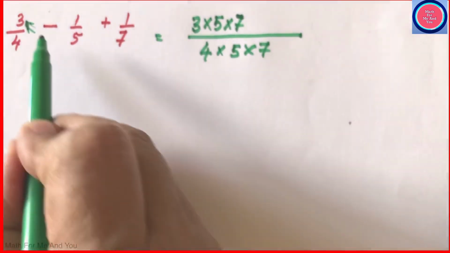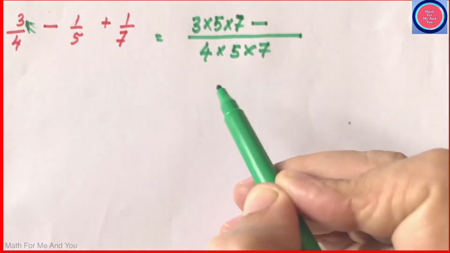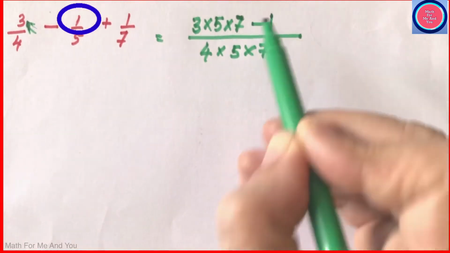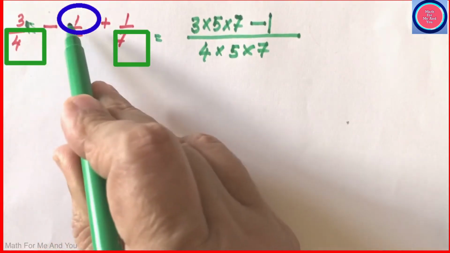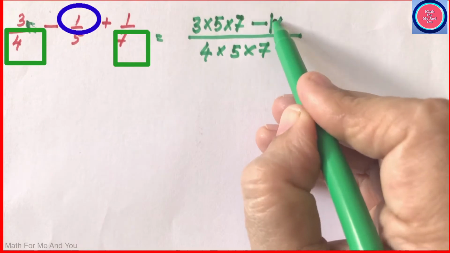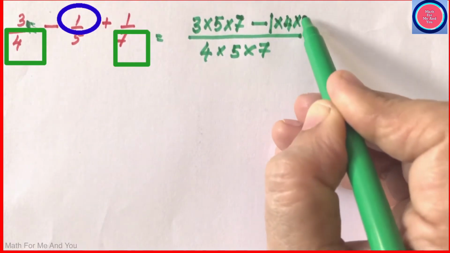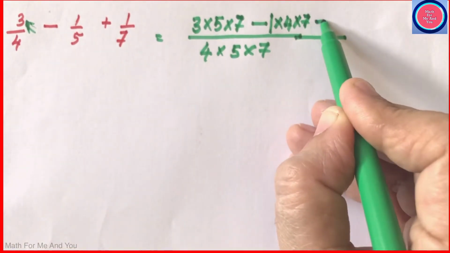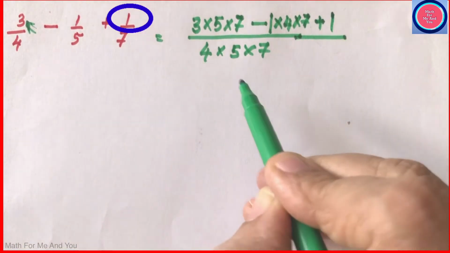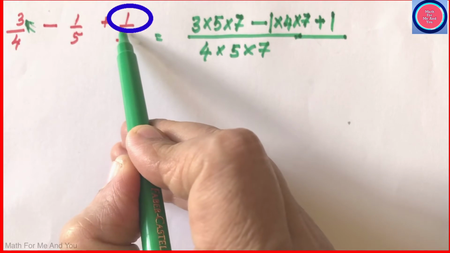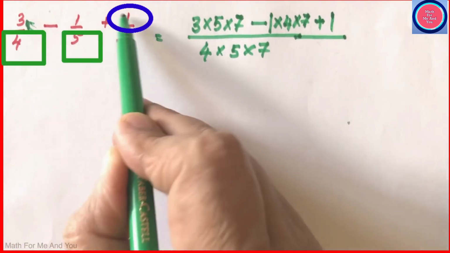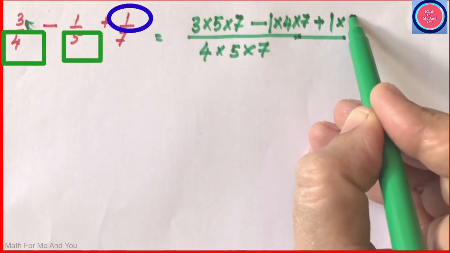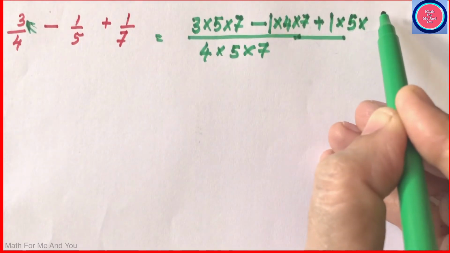Now the second term. Next is minus. 1 times, then what do we multiply? 4 and 7, the other denominators. 1 with the denominator 5, so we multiply with the other 2 denominators. Next one, plus 1 times, then what do we multiply? 4 and 5. 4 times 5 or 5 times 4.